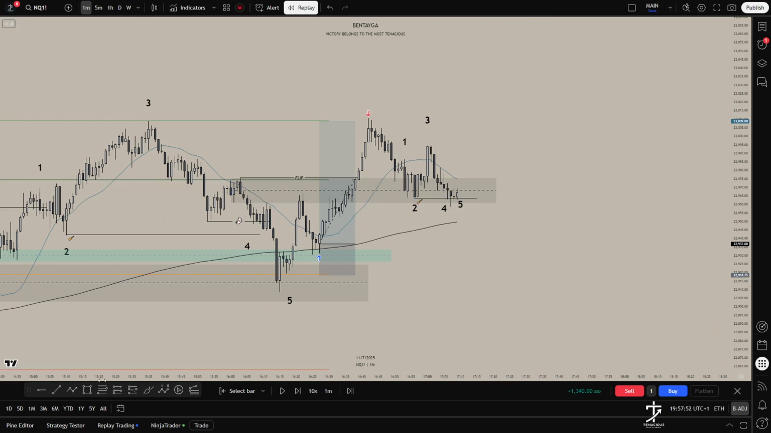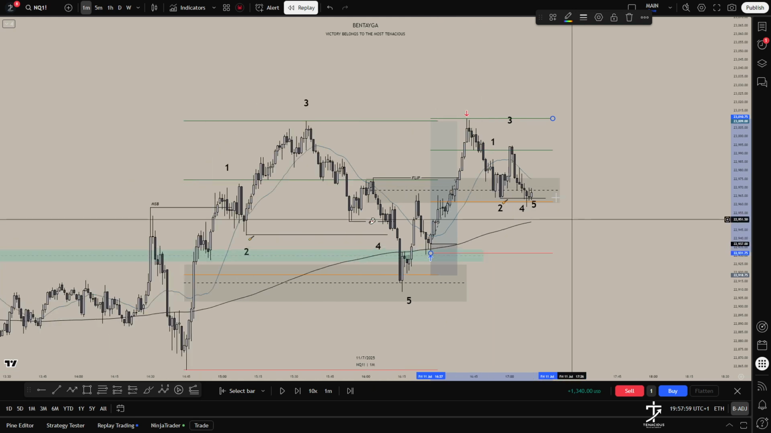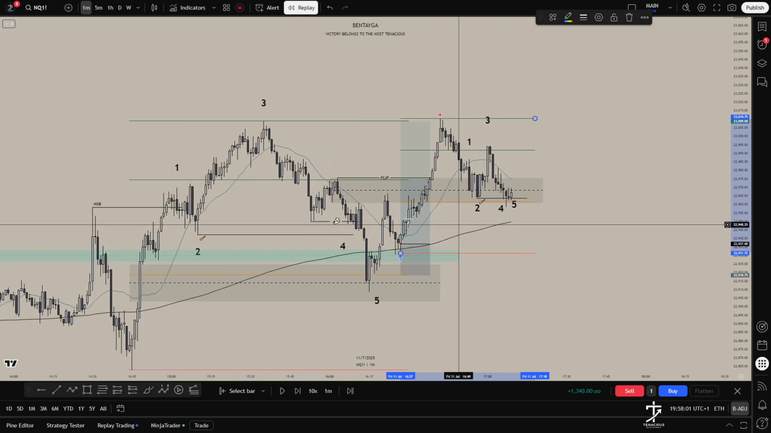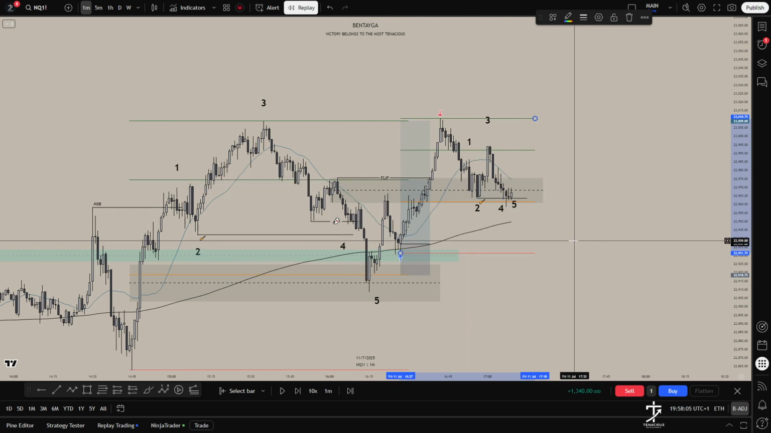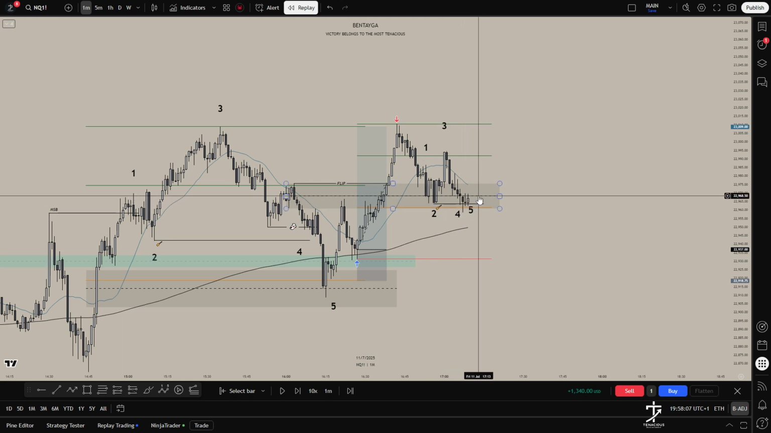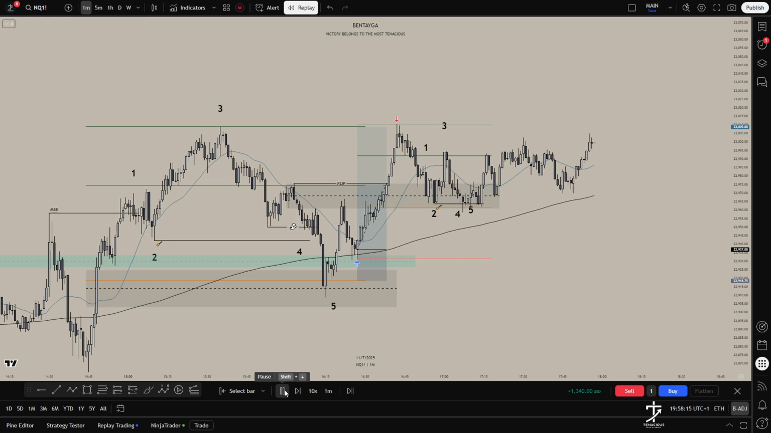And even if I match it with the fib from this low to this high, we can see that we tapped the 618. So even if you missed this opportunity here, you still had SPS model 1, where you could have potentially got yourself in. And then if you let price play out, we can see price keeps pushing higher. We're above the 200 SMA, and price keeps going.